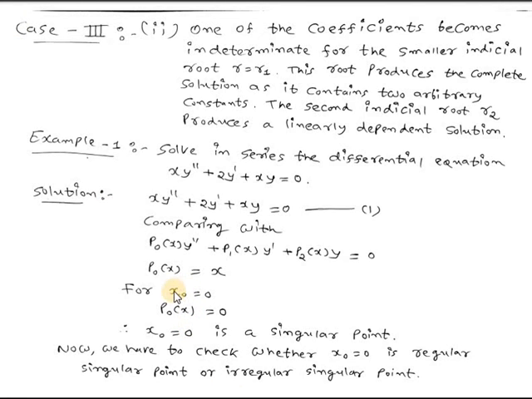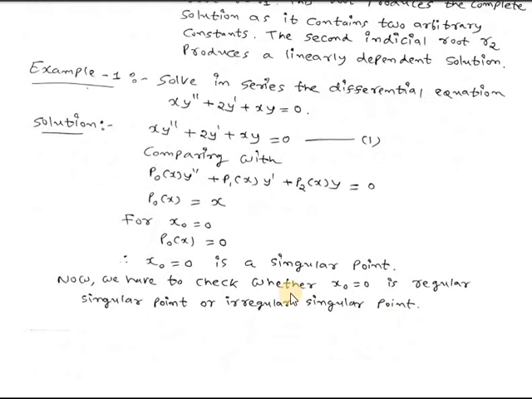We have to check for x0 equal to 0. For x0 equal to 0, p0(x) will be 0. Therefore x0 equal to 0 is a singular point. Now we have to check whether x0 equal to 0 is a regular singular point or an irregular singular point, because the Frobenius method can be applied only for a regular singular point.